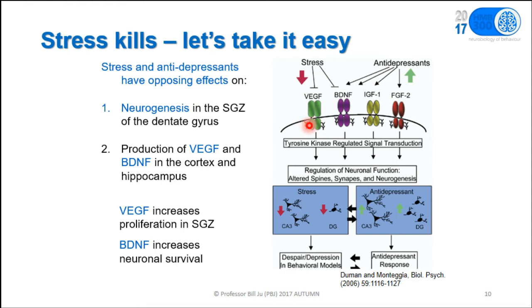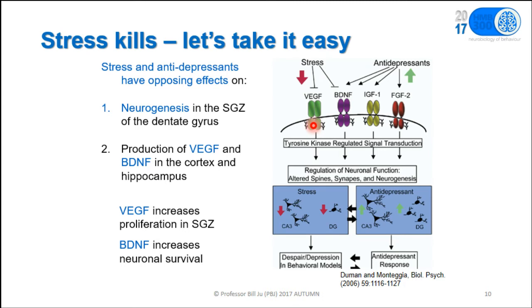Antidepressants will also increase this other factor, which is known as insulin-like growth factor 1, or IGF-1, as well as basic fibroblast growth factor, or FGF-2. All of these, when they're upregulated, will lead to increased neuronal function, better synapses, more spines, more neurogenesis. And we know that the opposite is true.